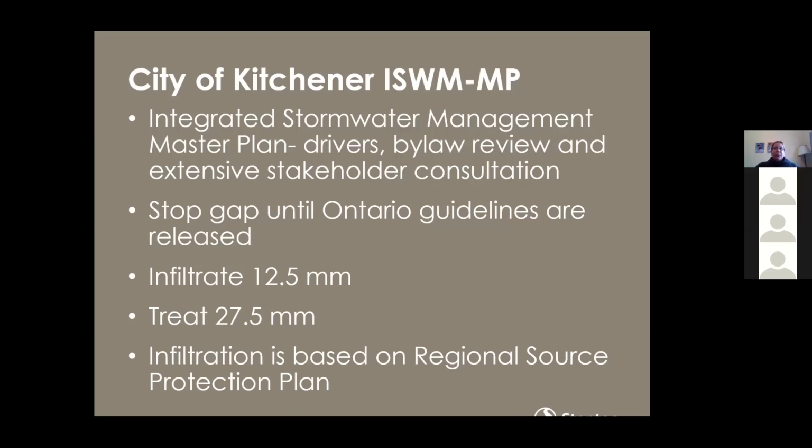So we're required to infiltrate 12.5 millimeters, and that target comes from stormwater modeling, and that's the volume of water that needs to be removed to avoid having to update storm pipes in a climate change scenario. So again, we're using that volume reduction to make a more resilient stormwater system and to address climate change. And we have to treat 27.5 millimeters, which is the full Ontario target.